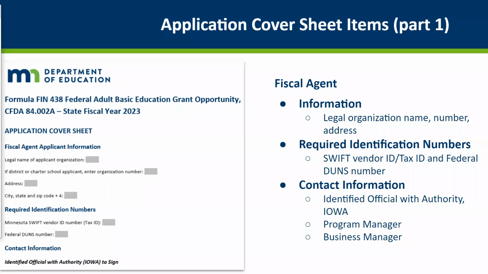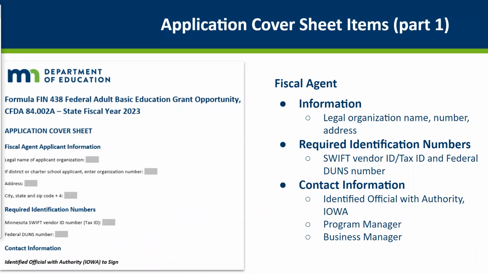It's important to have the correct required ID numbers here in order to make sure that all of the funds can flow smoothly. And it's also important to have contact information for a couple of different levels of folks. It is very important to know that this application does need to be signed by your organization's Iowa or identified official with authority. For school districts, that is often the superintendent, but not always.